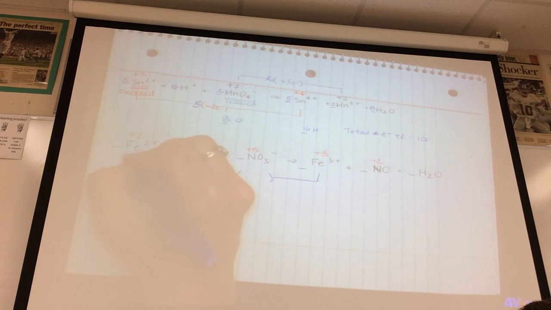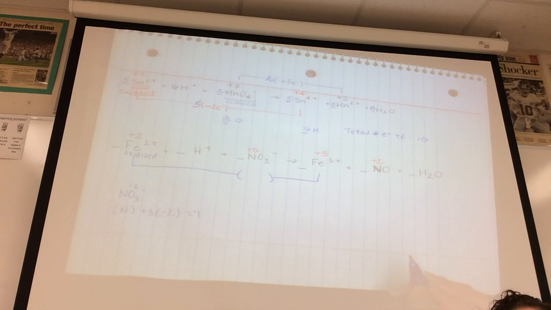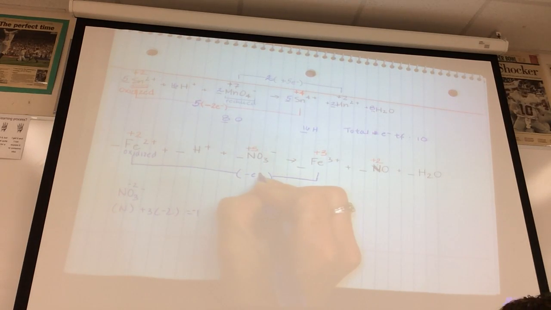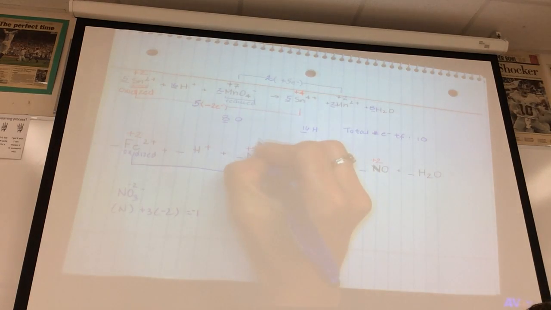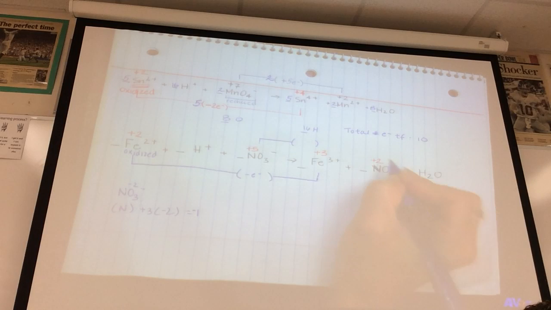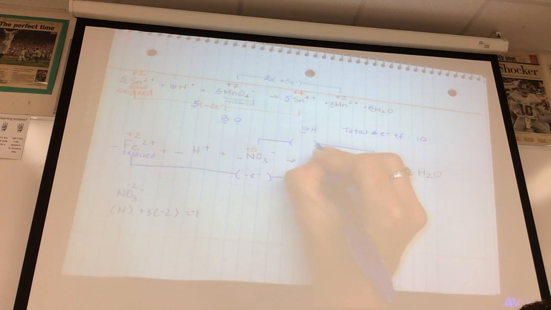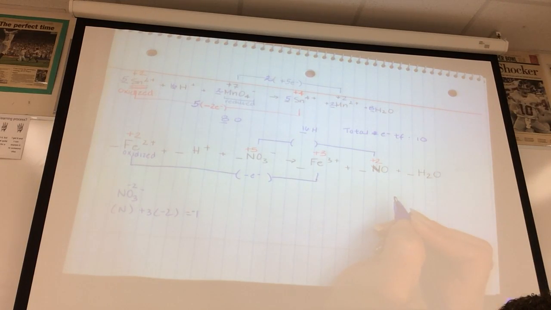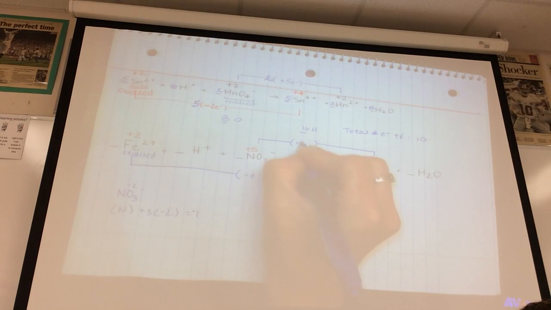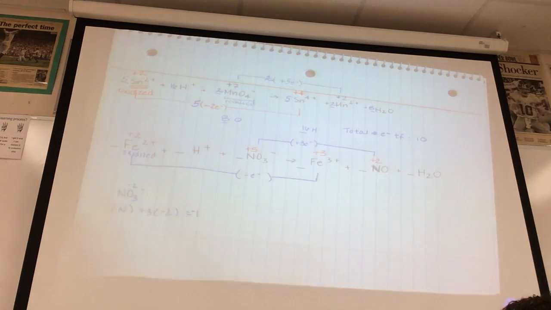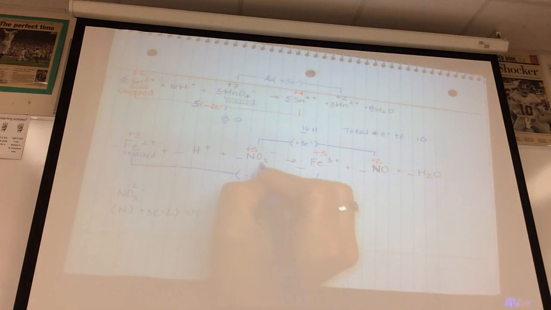Remember, electrons are negative. And how many electrons did you lose? 1. Okay, from +5 to +2 is a gain of how many? So the nitrate ion is reduced.